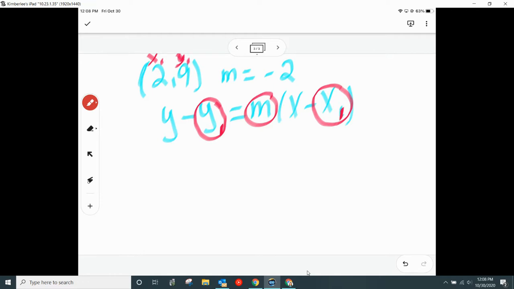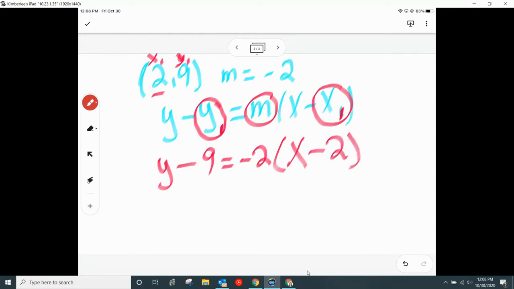So we need to plug in those values. So I have y, subtract. That's part of the formula. Now I'm going to put my y value, which is 9, equals m, which is -2, times x minus. That's all part of the formula. Now I need to plug in the value for x1, which is 2. So that's it. That's the answer in point slope form.